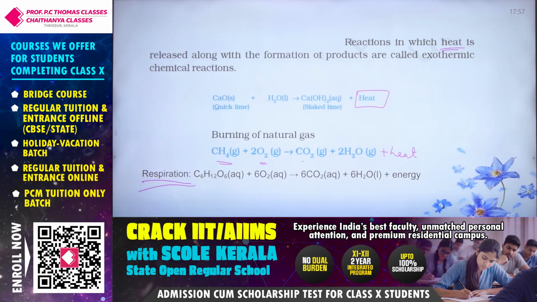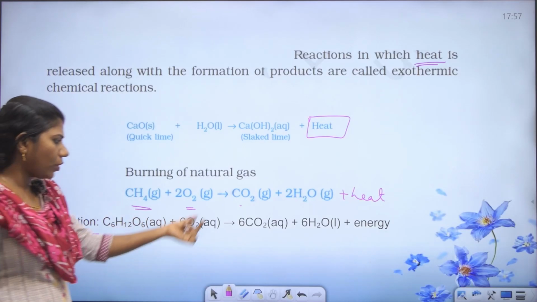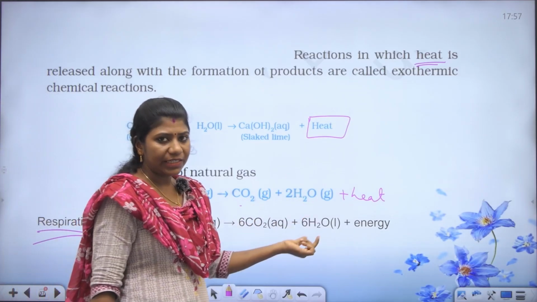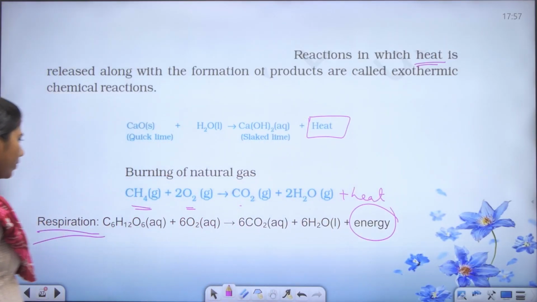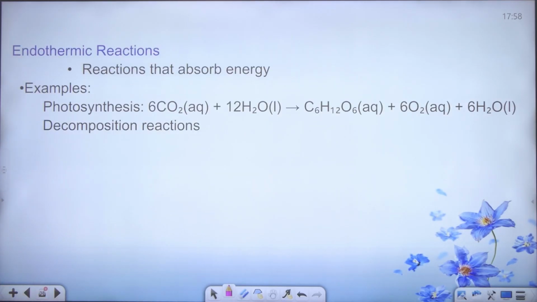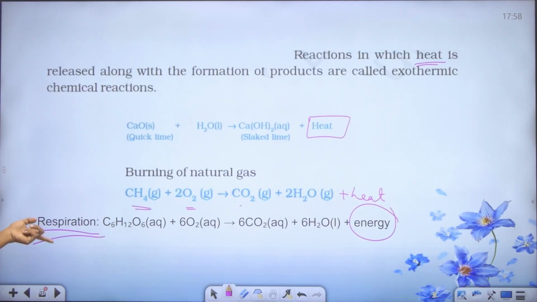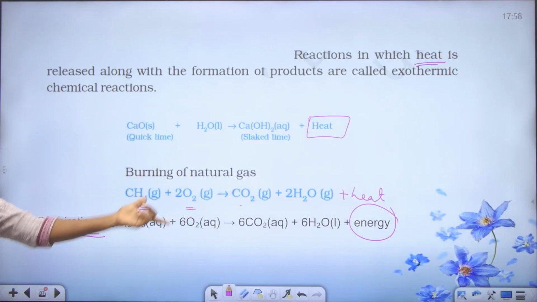Respiration: C6H12O6, the glucose molecule, reacts with oxygen to form carbon dioxide and water, and it releases energy. So this is also an exothermic reaction. And endothermic means a reaction that absorbs energy. The substance absorbs energy to form a particular product. That reaction is called endothermic. Endo means it absorbs a certain amount of energy. For example, photosynthesis. Respiration is an exothermic reaction because it releases energy.